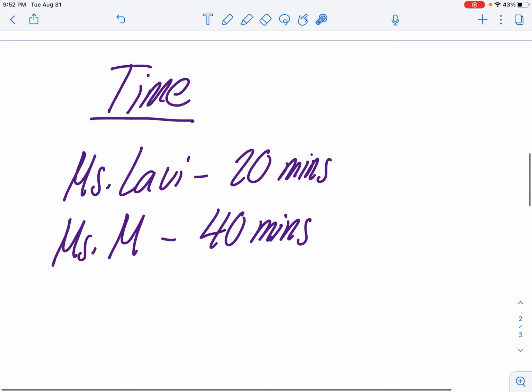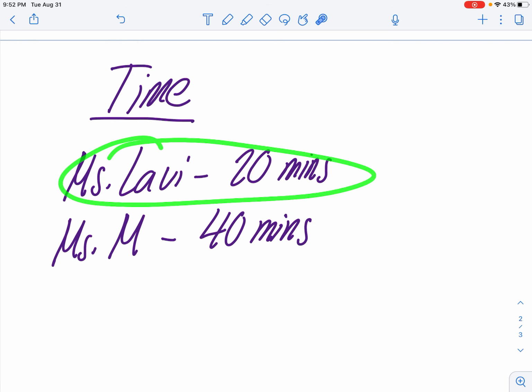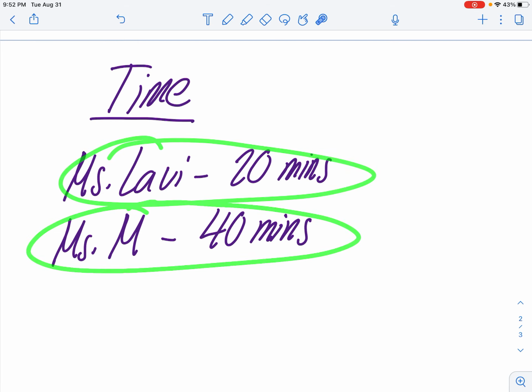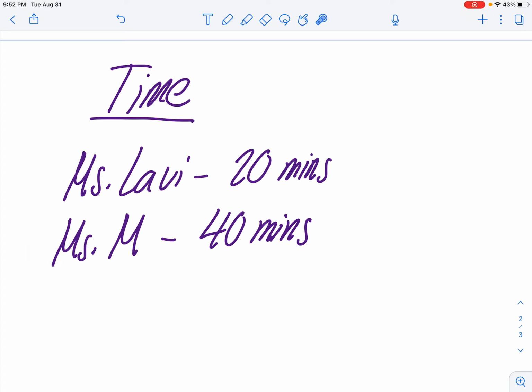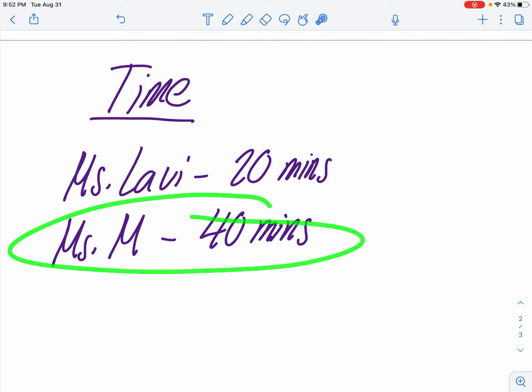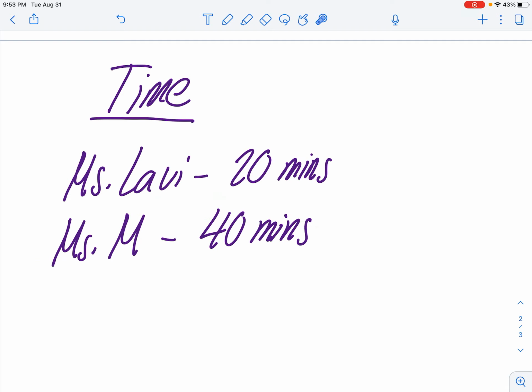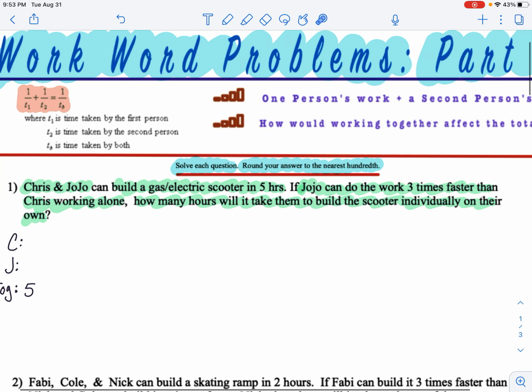So let's go back here. Who was faster between Ms. Lavi and Mr. Martinez? Ms. Lavi was faster, right? So Mr. Martinez was taking more time. So the bigger one here was taking more time. These are more minutes, right?